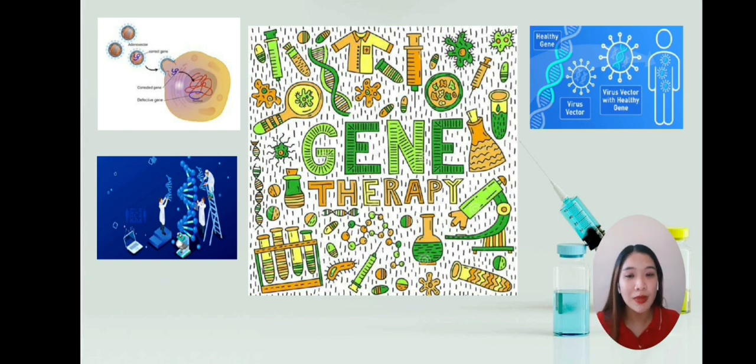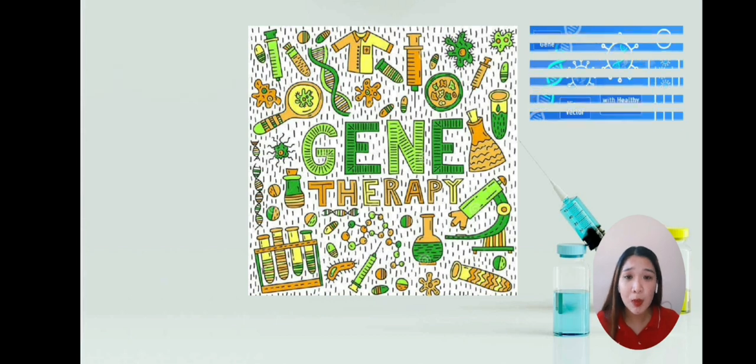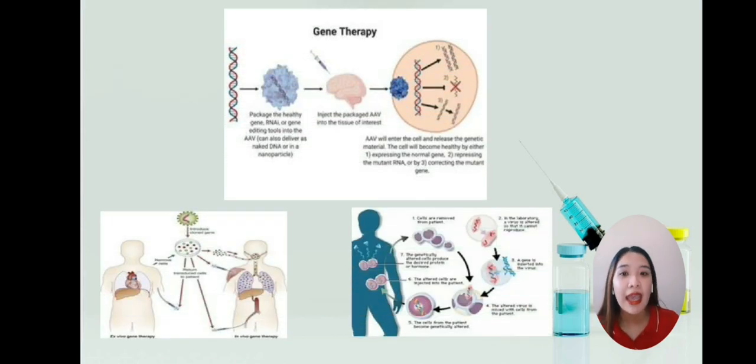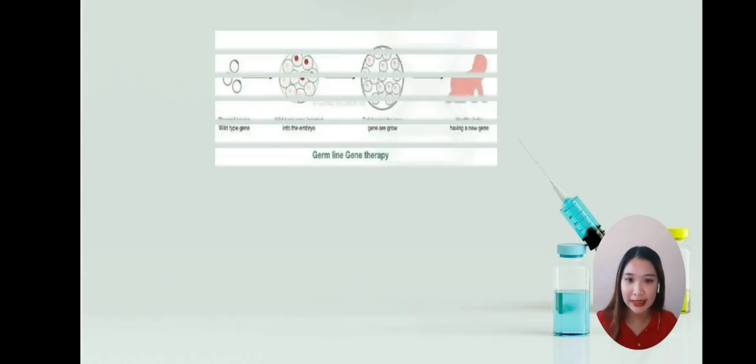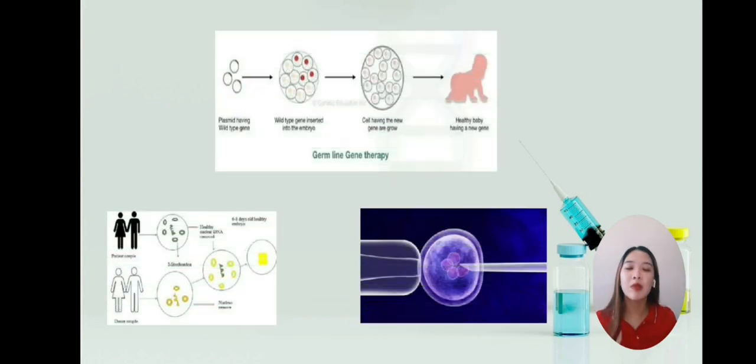There are two basic types of gene therapy: somatic gene therapy and germline therapy. First, let's go to somatic. As you can see in the picture, this is the process of somatic gene therapy. It only involves the insertion of therapeutic DNA into body cells and not the germ cells. This means any effects of the therapy are confined to the individual being treated and are not inherited by future offspring.